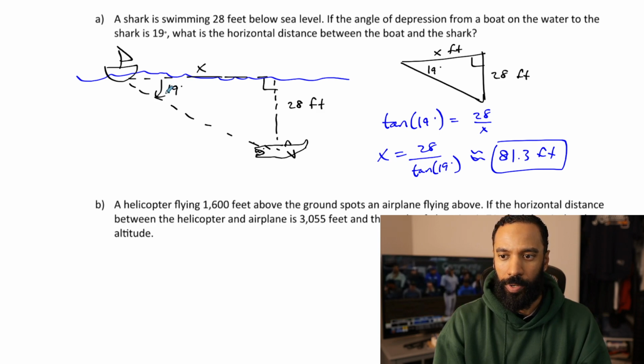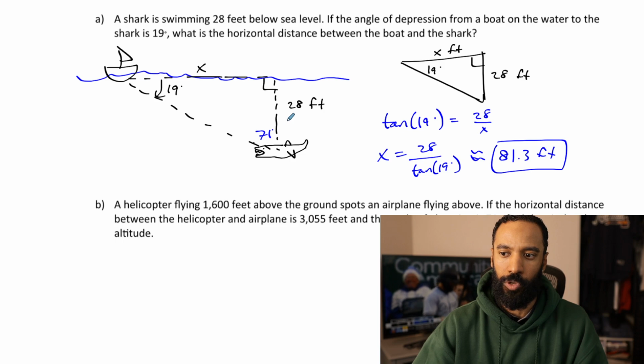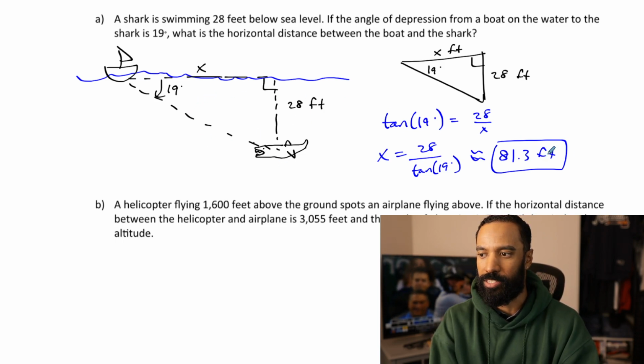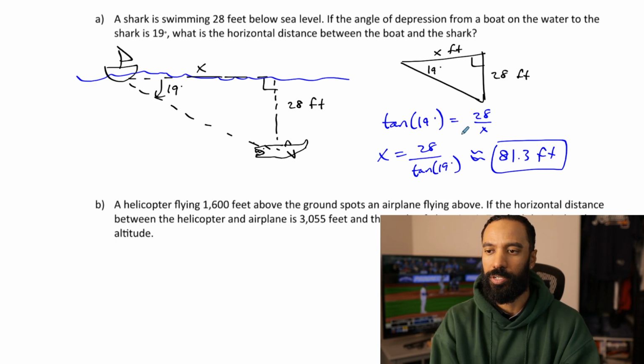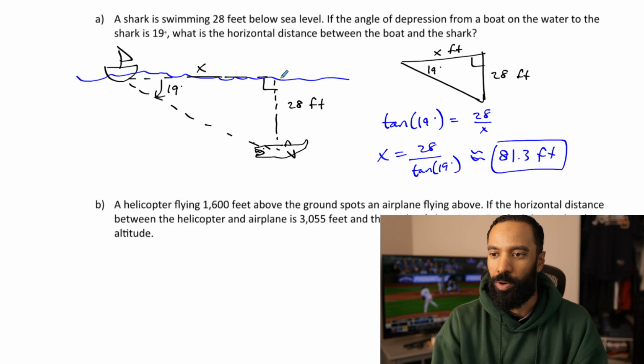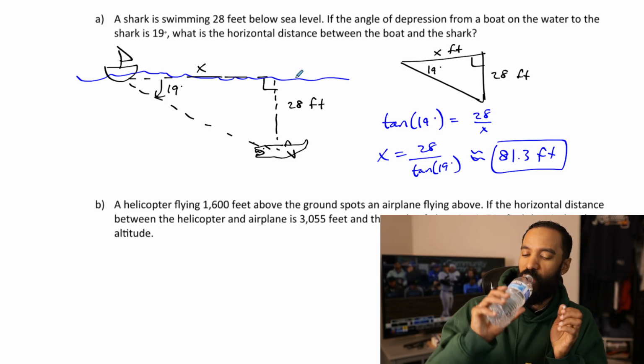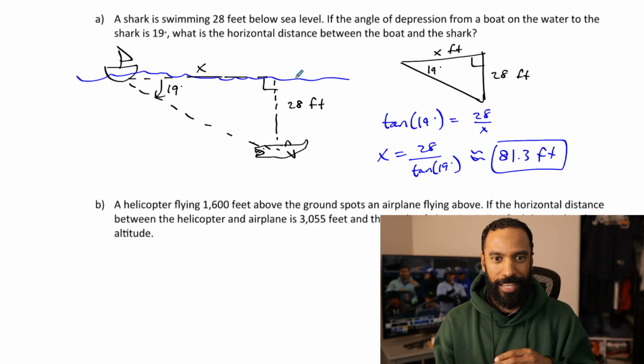If this is 19 degrees, that's going to be the smaller length. This should be a significantly larger length. This is technically 71 degrees right there, if that's how the angle of depression works, that's where we get that setup. That is our answer to this question. The boat would have to travel 81.3 feet to the shark, which isn't very long. That shark is really close.